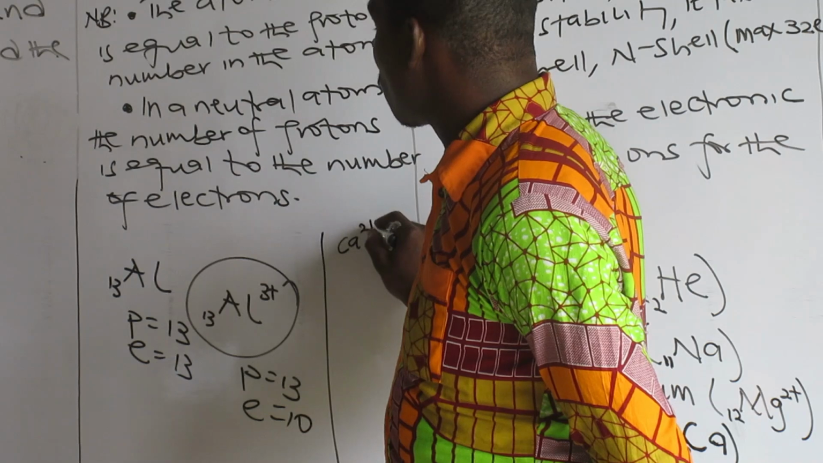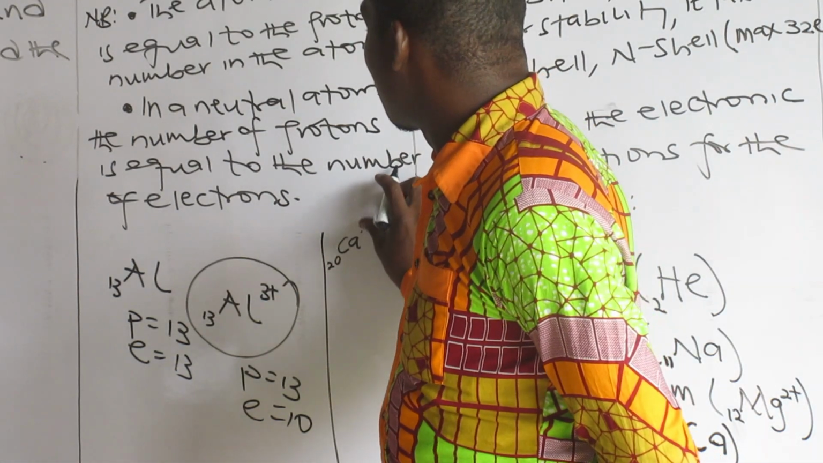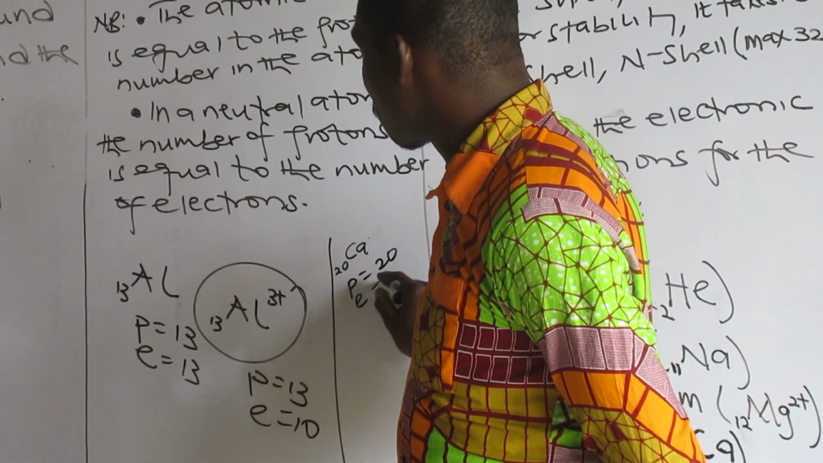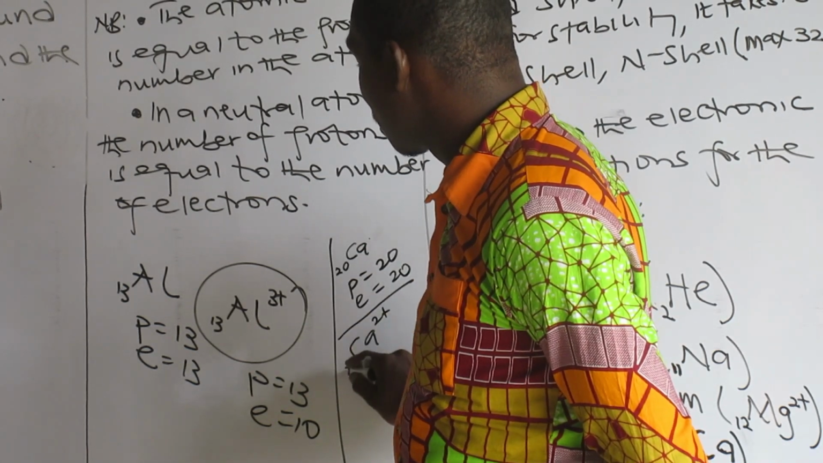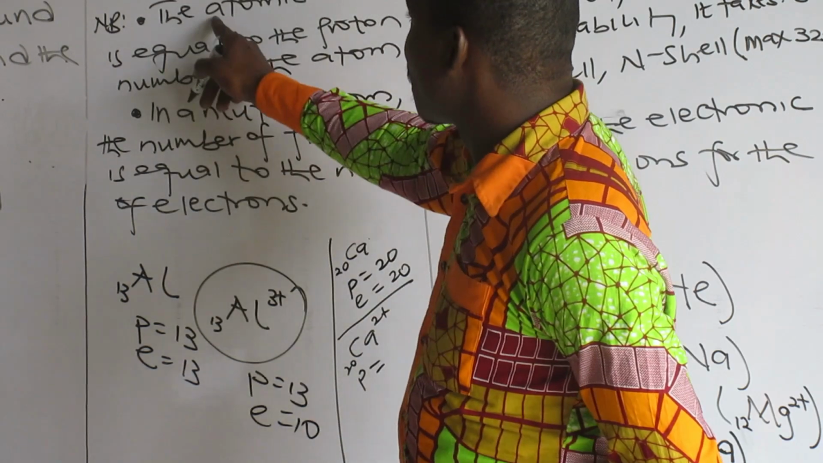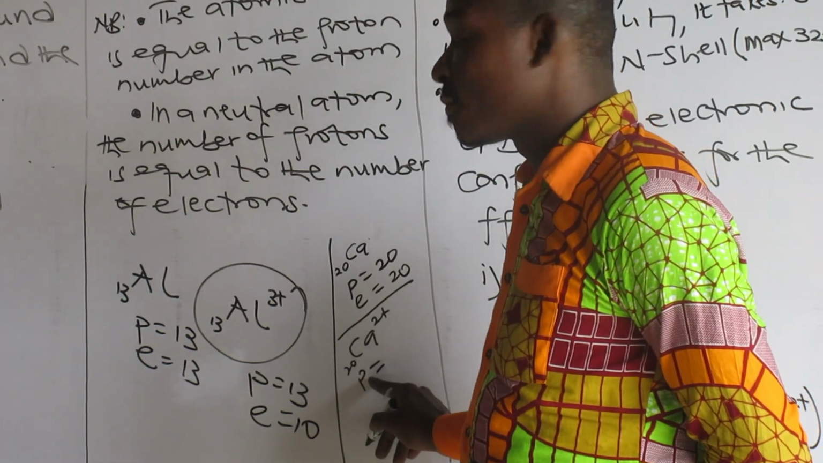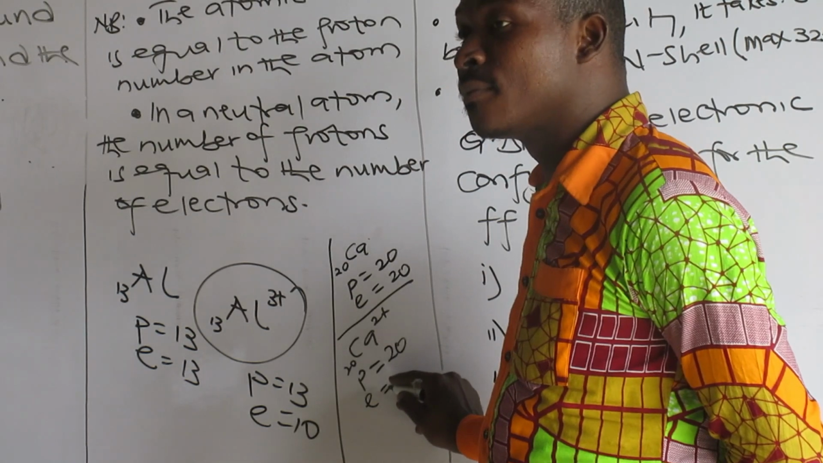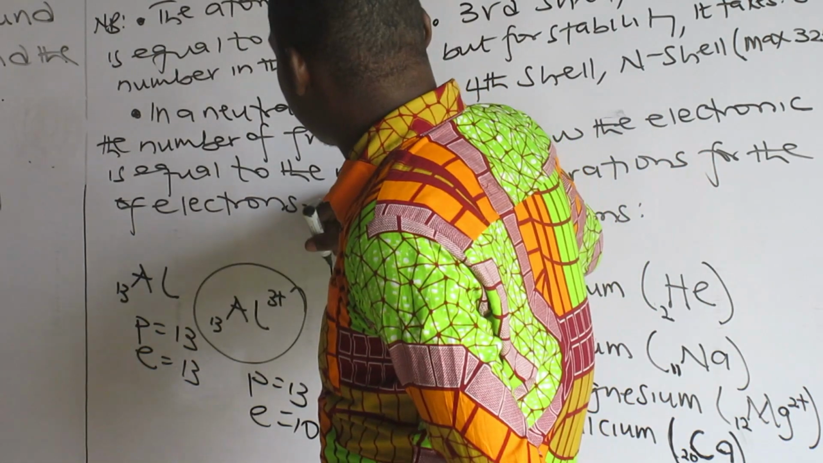This is calcium, atomic number 20. The number of protons here is 20. The number of electrons is also 20. Now let's go to calcium 2 plus. What's the number of protons here? The atomic number is equal to the number of protons. So the number of protons is 20. Now what's the number of electrons here? 18. Why? It has lost 2. Another one.